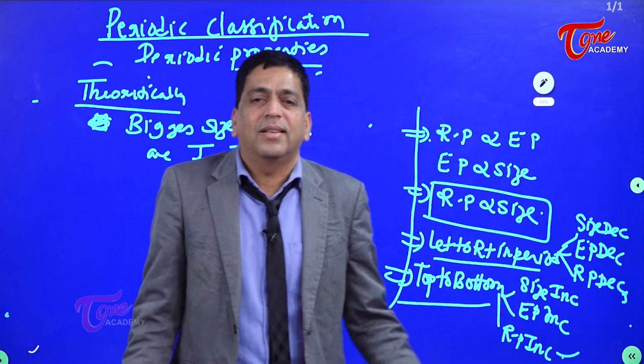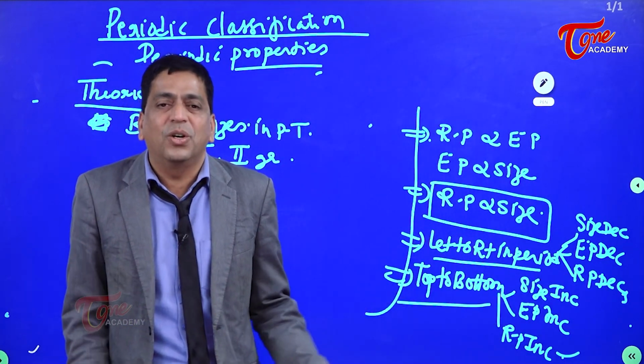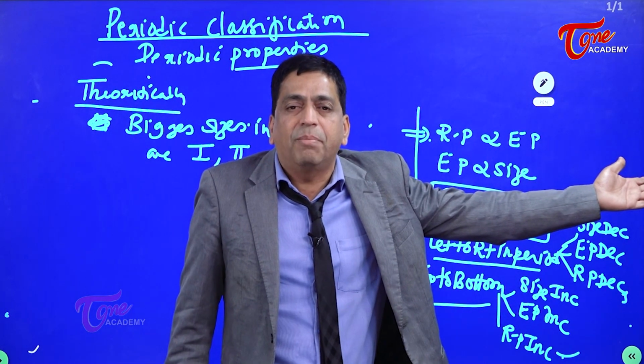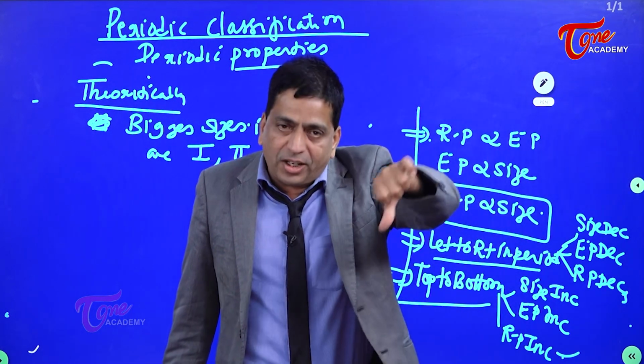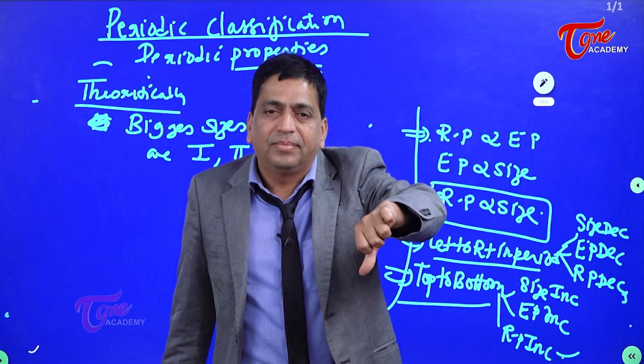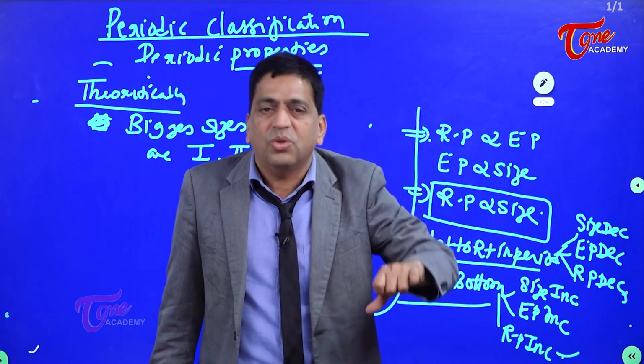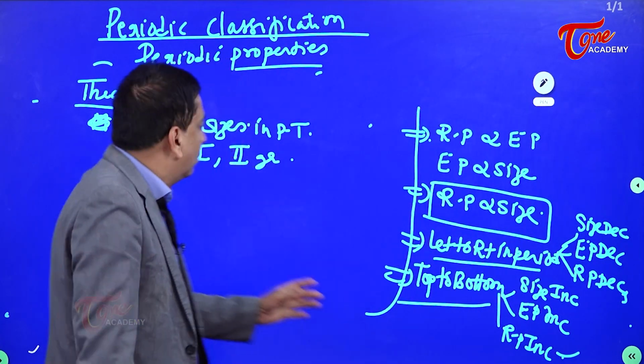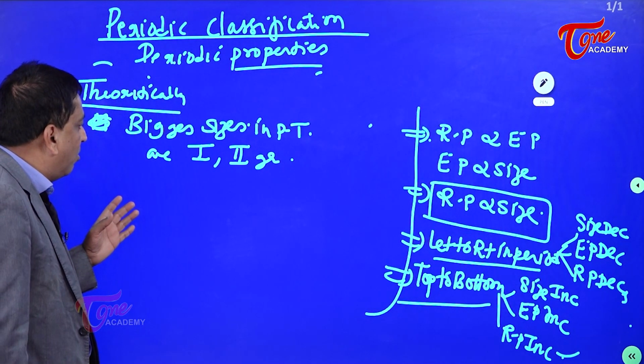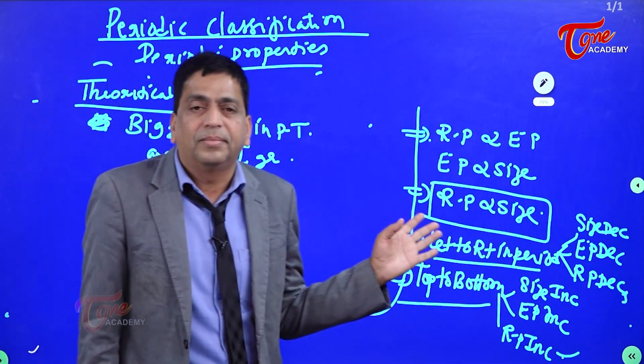Biggest sizes are the first group and the second group because they are placed to the extreme left in the periodic table. And left to right, the size decreases. You must understand. So, biggest sizes in the periodic table are the first and second groups.